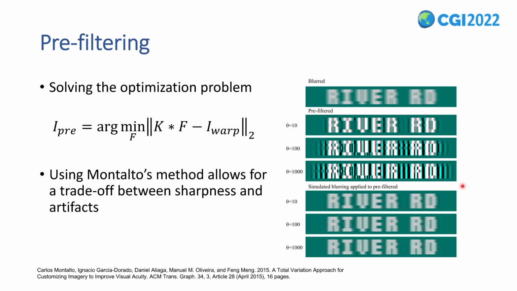All the design work in the previous step needs to be pre-filtered to counteract the box filter. This is the minimization problem that we need to solve. We use Montalto's method, which allows for a trade-off between sharpness and artifact. A bigger theta value will drive towards a sharper image after blurring, but at a risk of having stronger artifacts.